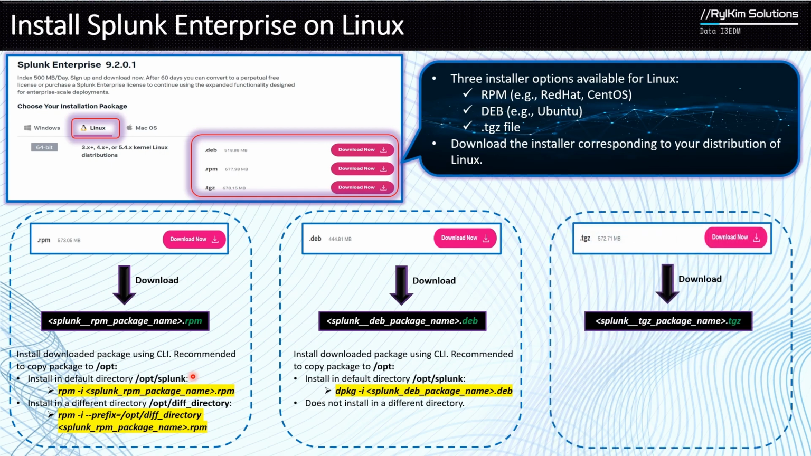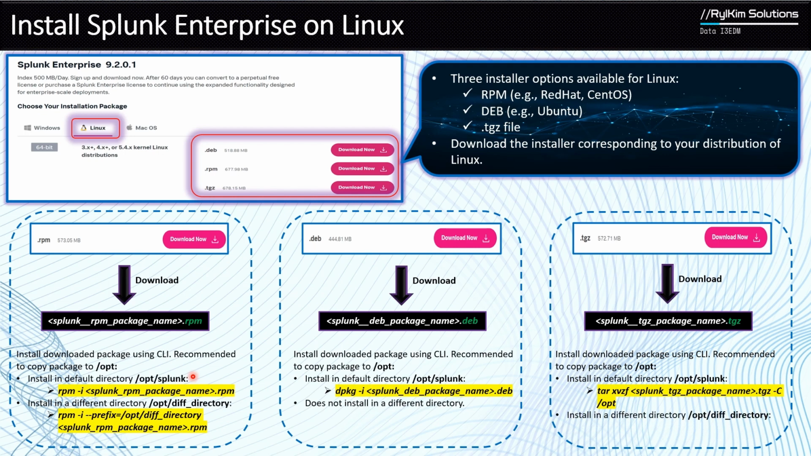Now, what about the tar file? You download the tar file again, and then all you need to do is go to the CLI, copy the contents of that tar file into the opt folder, and then go there and expand the tar file using the tar command. When you expand that, the contents are going to be in /opt/splunk, which is your home directory. And of course, you can also install this in a different directory by using this subsequent command.